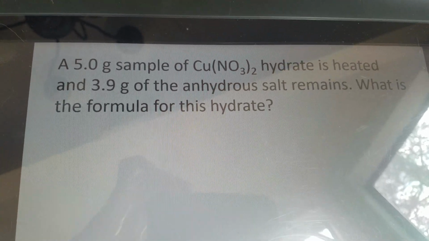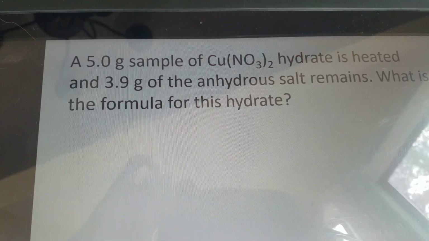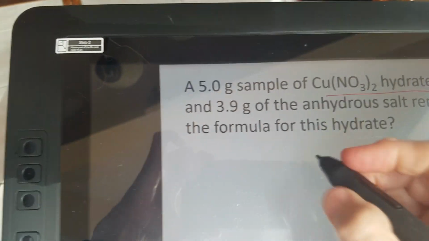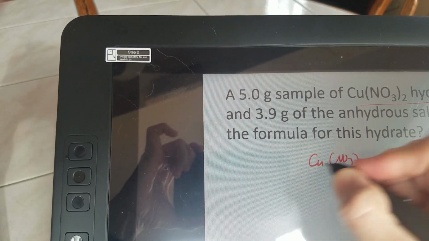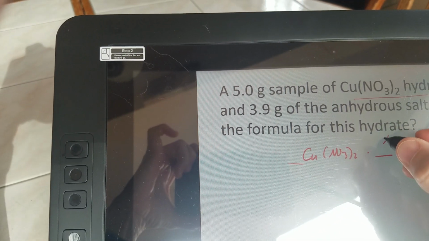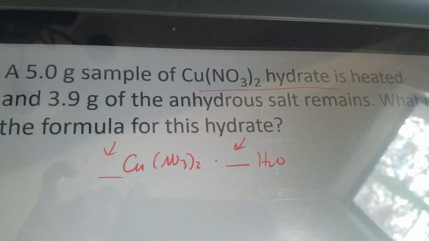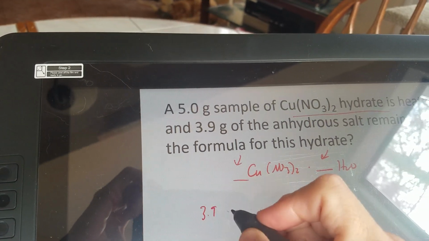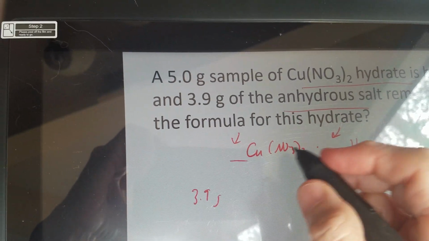Now the next one, we're actually going to look for the coefficient that goes in front of the water. So we have a 5-gram sample of this hydrate, which would be Cu(NO3)2 plus some amount of water. So what we're going to be looking for is the coefficients that go in these blanks. It tells us that if we heat this hydrate, we get 3.9 grams of the anhydrous salt that remains, which would simply be the copper(II) nitrate part.